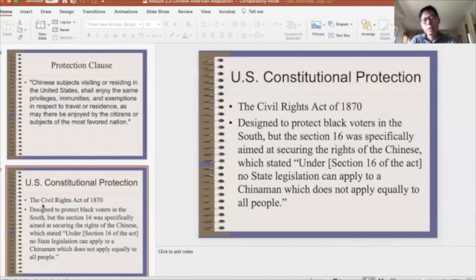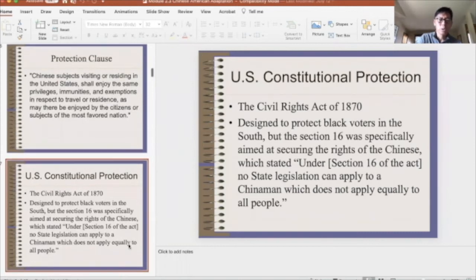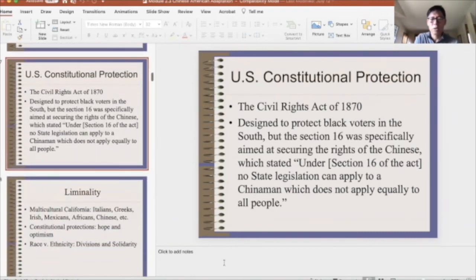There were additional protections during this time period. The Civil Rights Act of 1870 was designed to protect African American voters in the South. It stated that under Section 16 of the Act, no state legislation can apply to a Chinaman which does not apply equally to all people, right? So it specified that Chinese persons should be treated equally under the law.